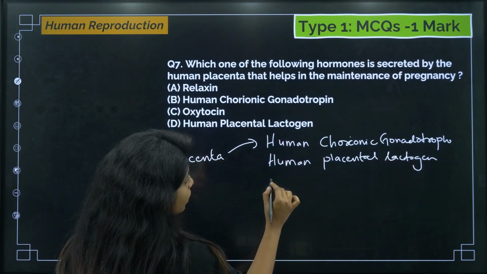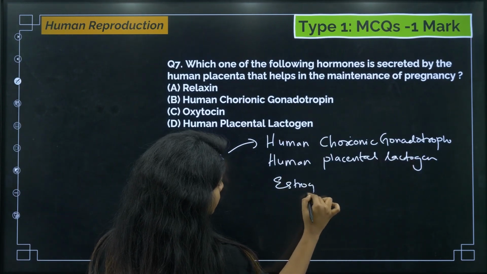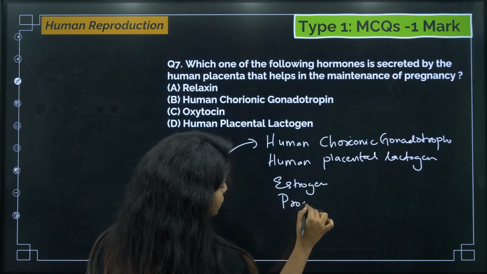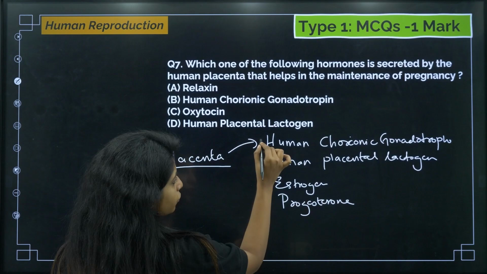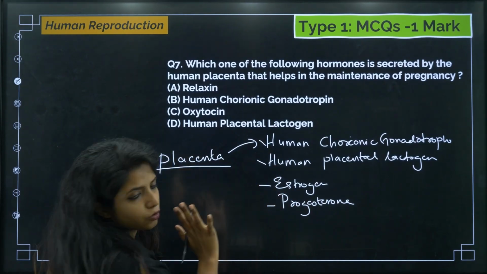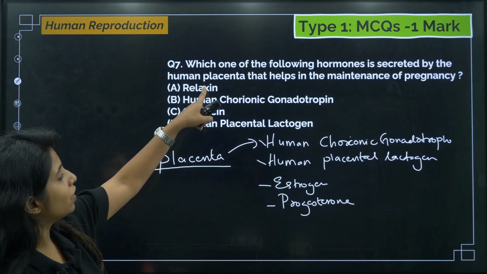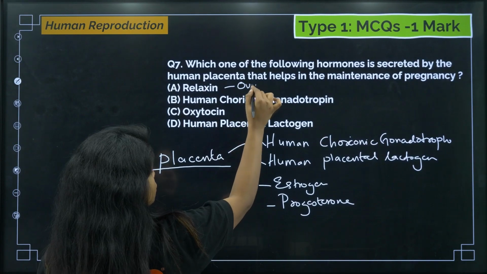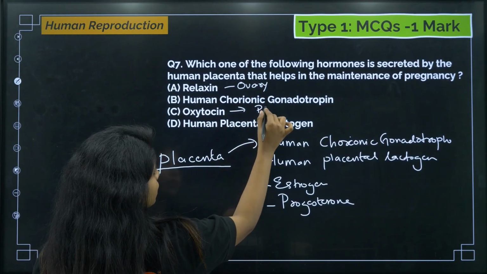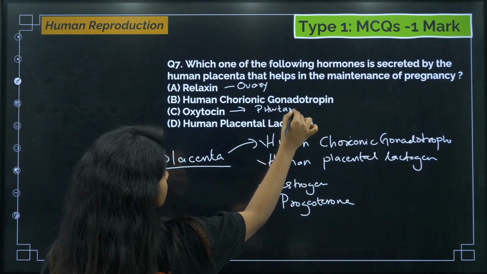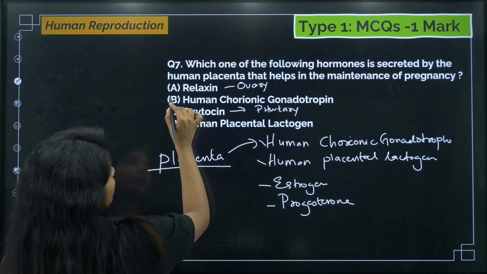Okay, the other one is estrogen and progesterone. Estrogen and progesterone are normally also released, but we say the placenta releases 4 hormones, so this is also there. Now over here relaxin is given. Relaxin is released by the ovary, not by them. Oxytocin is basically released by the pituitary gland, even though it is formed in the hypothalamus, but it's the pituitary that releases it. So you have this and this.